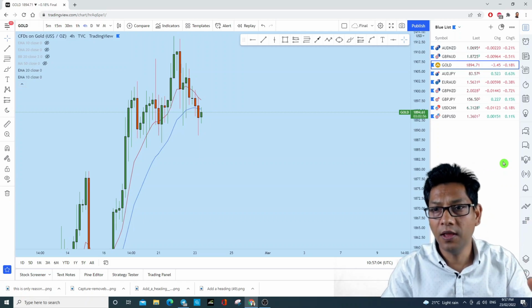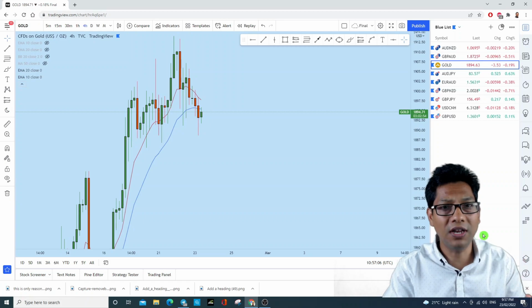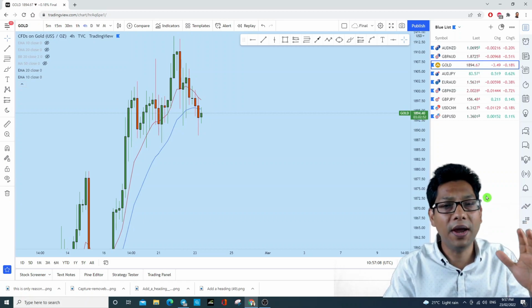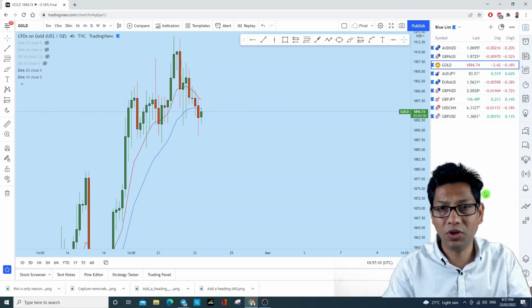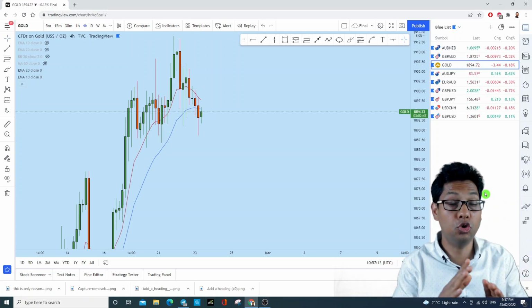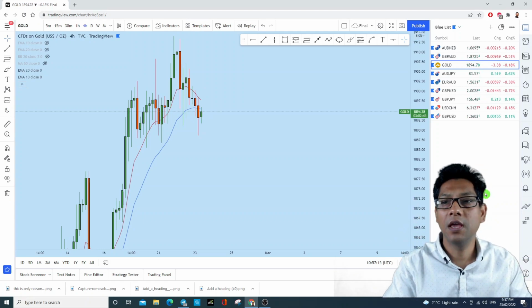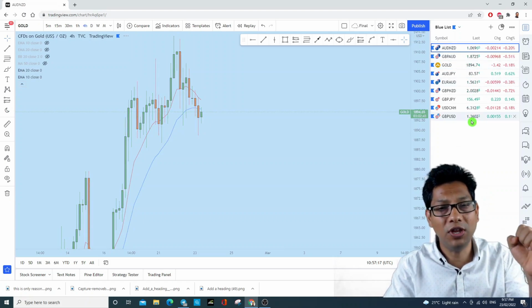So first of all, quite a few pairs I have shortlisted. I'll go one by one, all of them. So make sure you stick till the end so that you don't miss your favorite pairs. Let's start with, first of all, AUDNZD.